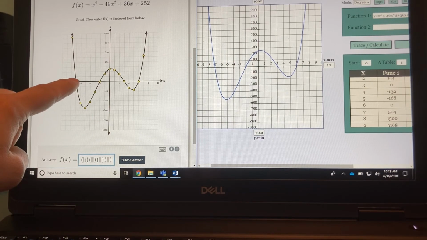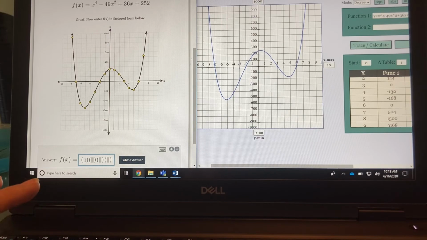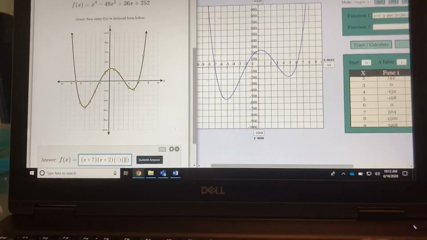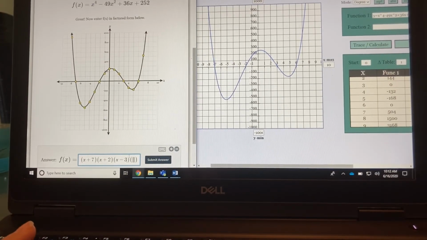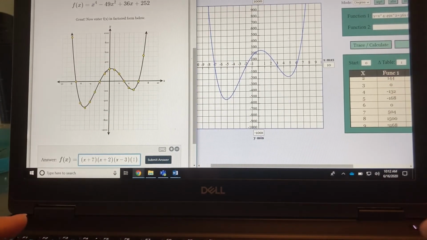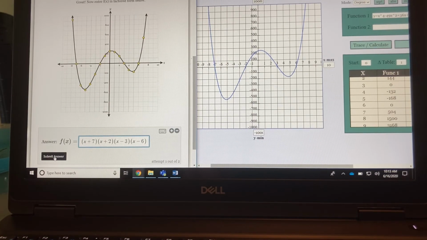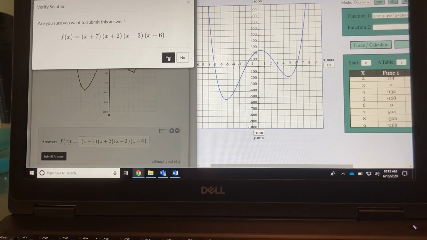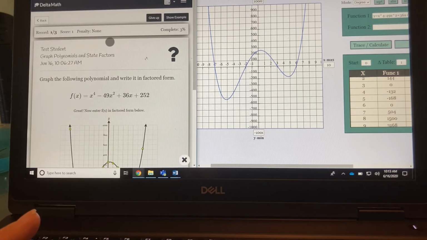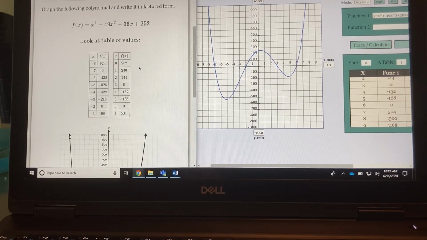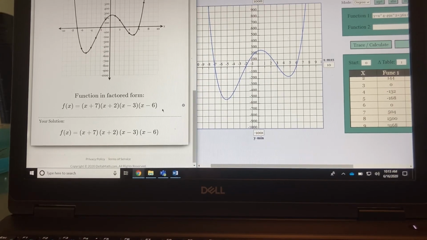It crosses at -7, so we always do the opposite, so that's x plus 7. It crosses at -2, so that's the opposite, x plus 2. Crosses at +3, so again, that's the opposite, x minus 3. And the final factor is 6, so x minus 6. We can click submit. Click yes. And there it is. So that is how you graph the polynomial and then write it in factored form.